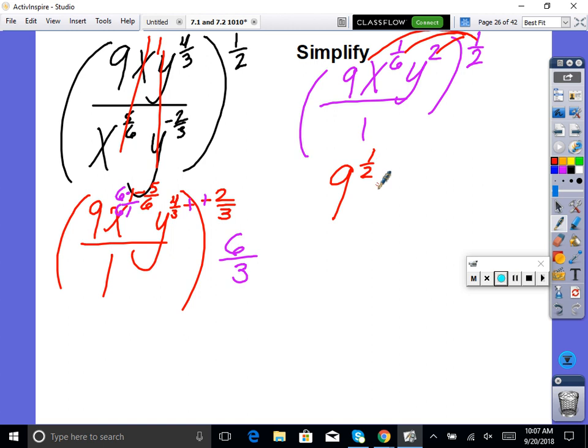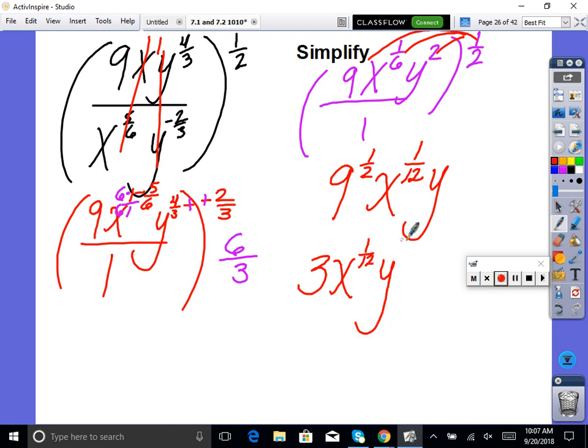So we have 9 to the 1/2. We have x to the 1/12. We have y to the 1. So do any of those things simplify more? Yeah, square root of 9 is 3, so our final answer is 3x to the 1/12, y to the 1st.